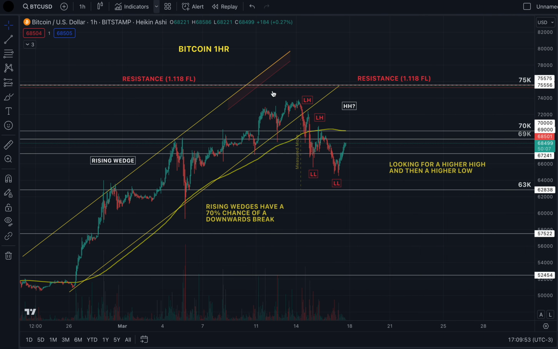Then we'll go to our setup and we'll be like, right, okay, we just need confirmation that this is going to continue higher. So we mark another trend line here, make it clear that we're using it for an alert.